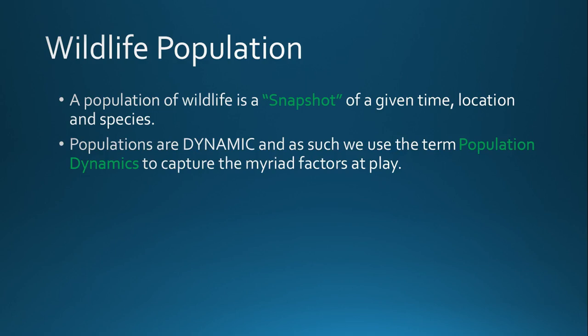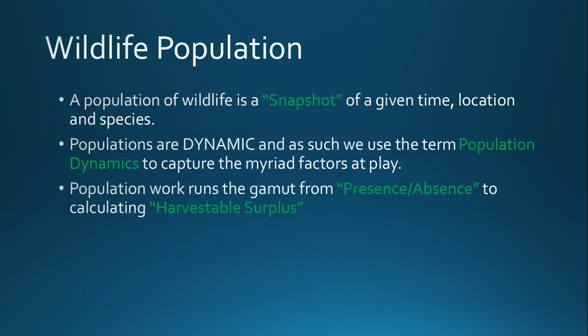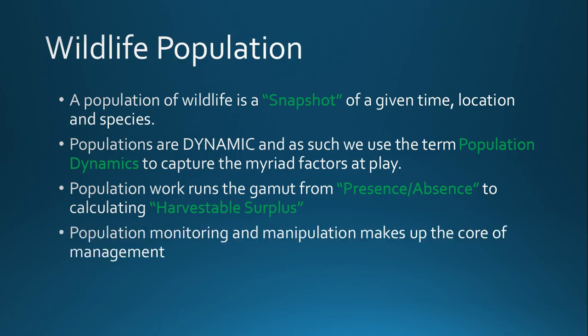And the reason for that is because populations are dynamic. Dynamic means change. So we can use the term population dynamics to capture a myriad of factors that are at play. Population work runs the gamut from are they here or not to calculating a harvestable surplus, which we'll get to at the end of this lesson.